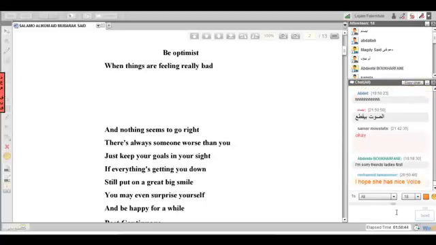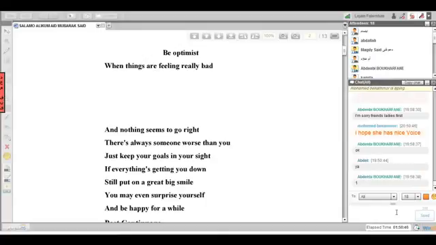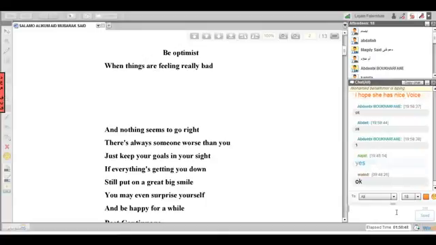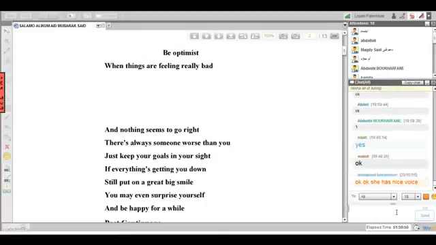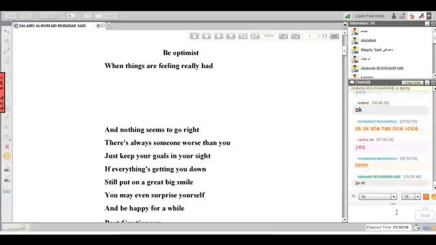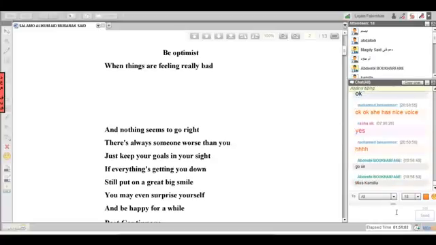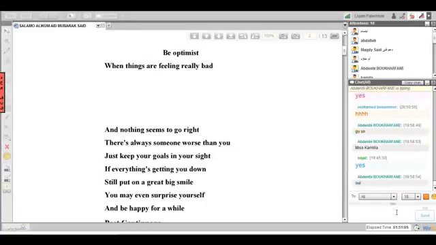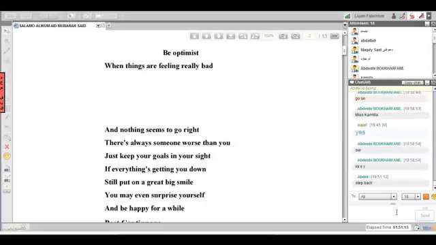Soyez bienvenue. Alors, so I shall just reread it and then I give the mic to someone else. Okay. We shall start the reading from here. Be optimist. When things are feeling really bad and nothing seems to go right, there is always someone worse than you. Just keep your goals in your sights. If everything is getting you down, still put on a great big smile. You may even surprise yourself and be happy for a while.